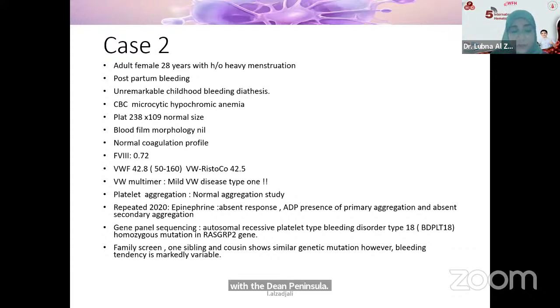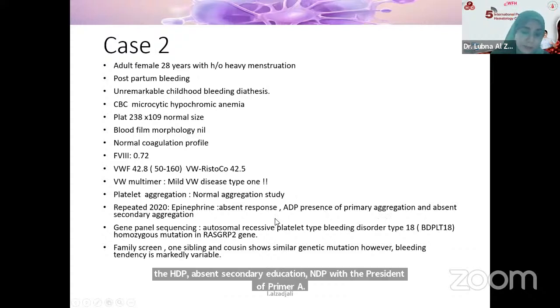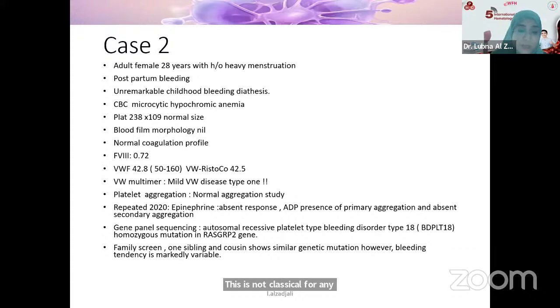When the platelet aggregation was repeated, it showed an absent response to epinephrine, with ADP showing absent secondary aggregation in the presence of primary aggregation. This is not classical for any known inherited platelet disorder so far. However, the gene panel sequencing shows a mutation in the RAS gene RASGRP2. This is a very rare disorder. Family screening was done and found siblings and cousins with a similar mutation. However, the bleeding tendency is markedly variable between the siblings, the cousins, and the patient herself.